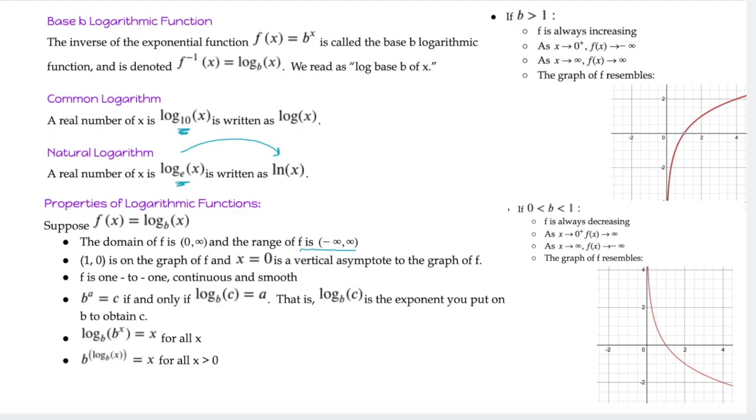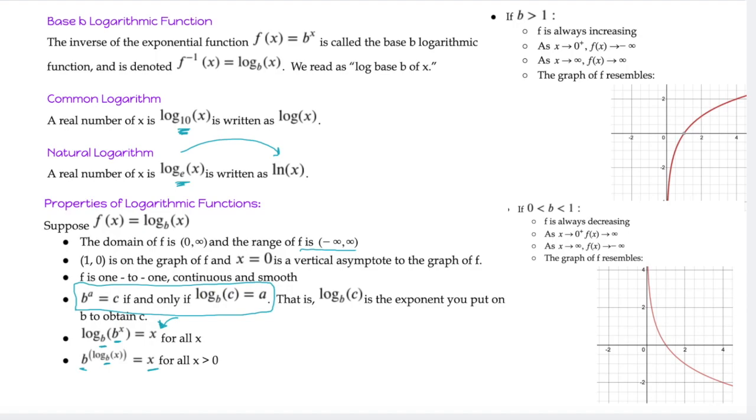I can say that base b to the a power is equal to c if and only if log base b of c is a. What this means then is that I can convert between exponential and logarithmic function writing, and we're going to see that in action pretty quick here. Also, if I have log base b of b to the x power, this is the same thing as x by itself. Similarly, if I have b to the power of log base b of x, they kind of cancel one another out, if you will, and we're left with x itself.